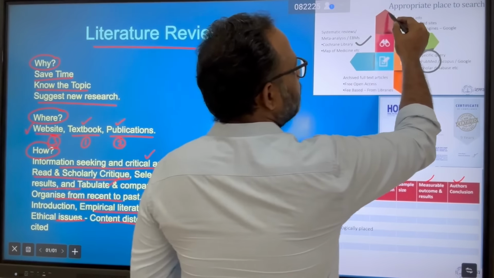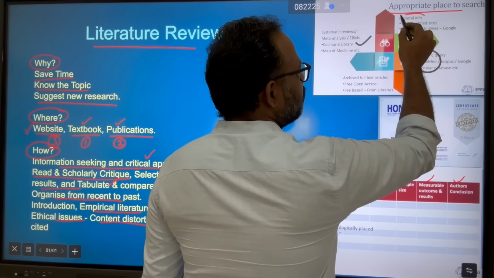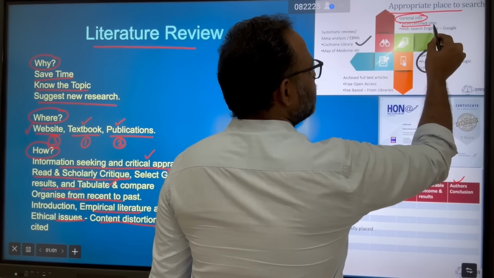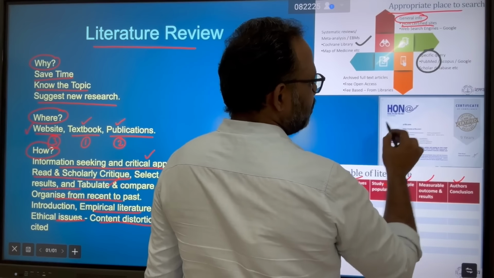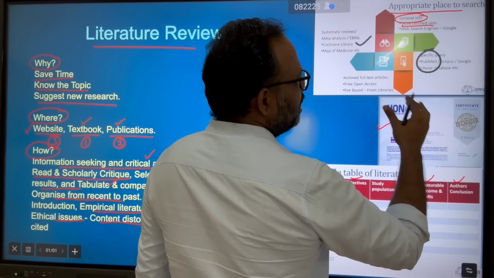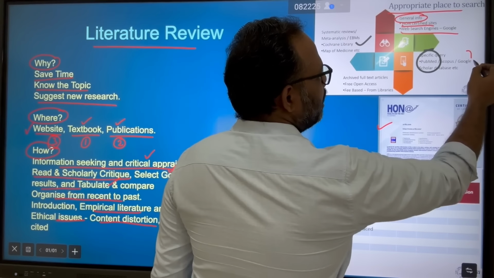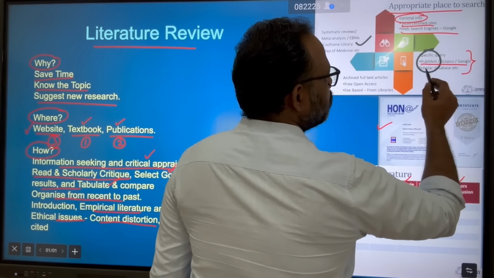These are the appropriate places to search. Under websites and publications, we have general info from the websites. We have HON certified websites. Currently, this HON certification is not very active, but the HON certified sites are very authentic to quote in your research. We have web search engines like Google and other indexing agencies like PubMed, Scopus, Google Scholar and others.